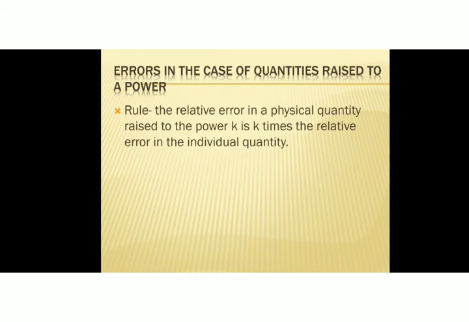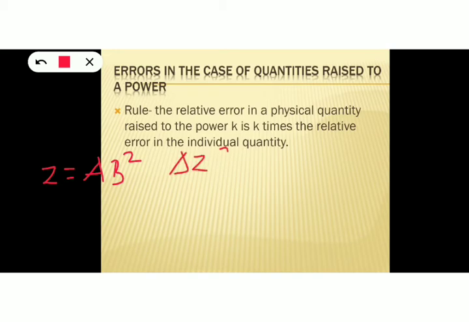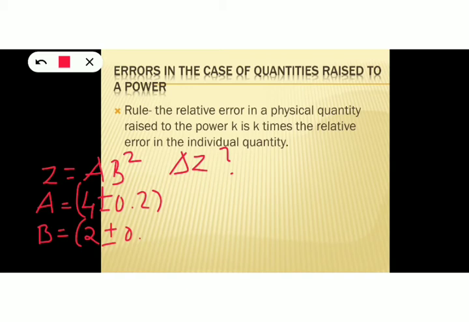Then what is the case of errors in the case of quantities raised to power? Consider the example. Suppose Z is obtained by AB square. So how will you find out the error in Z? You must find out the error in Z, delta Z. Okay, so A is, again, 4 plus or minus 0.2, the same example. B is 2 plus or minus 0.1.